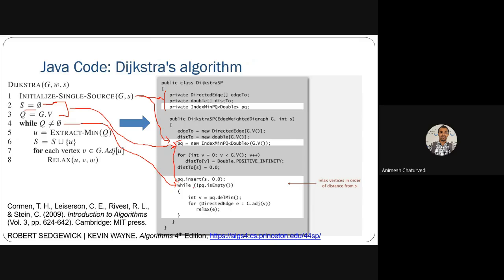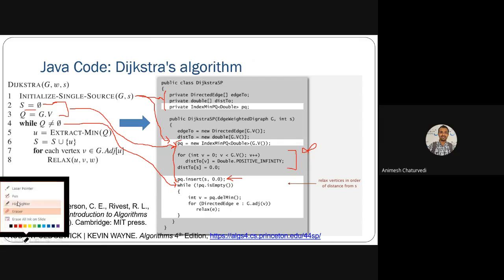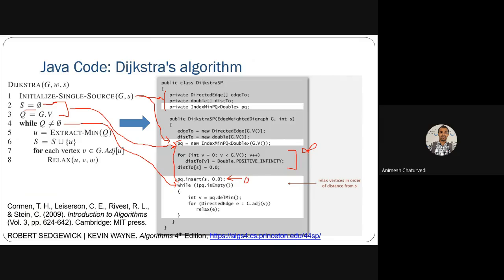This s equals to 0 means the distance of the source node is 0, and the distance of all the other nodes would be infinity. So this was infinity, and the rest source node will be 0. So this is 0 and this is infinity, and then till the minimum priority queue is empty, you keep on running the algorithm.